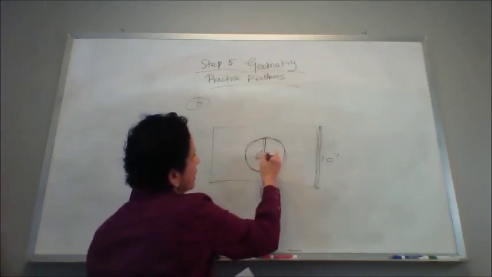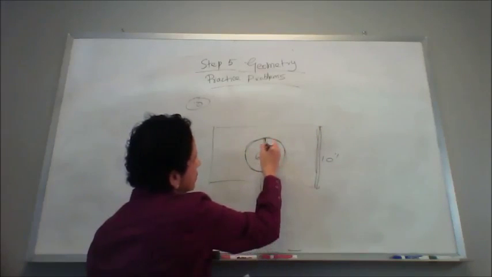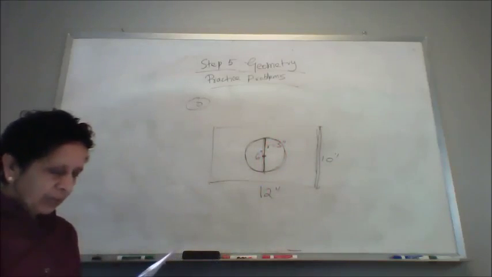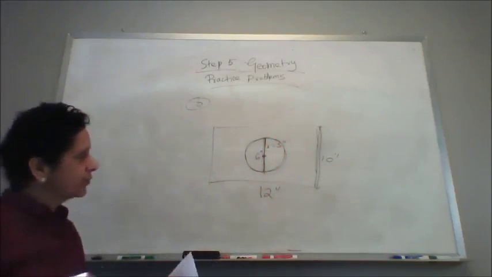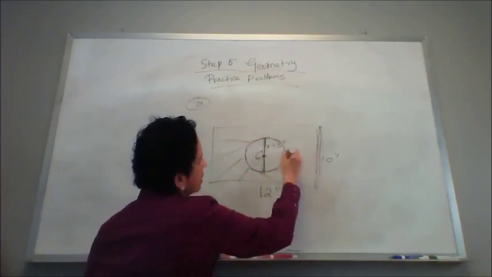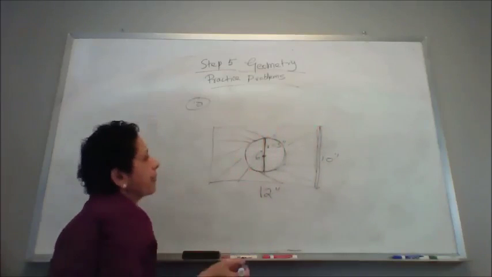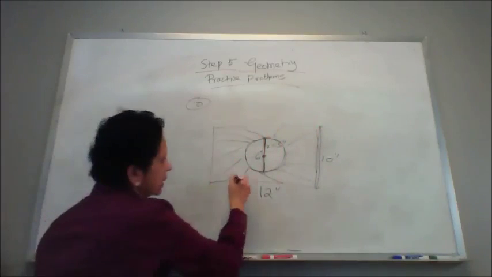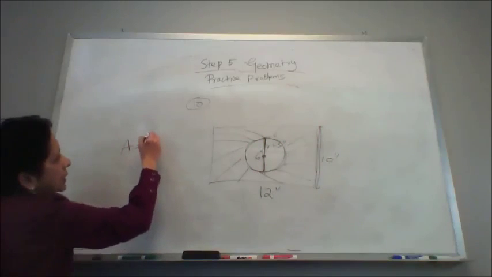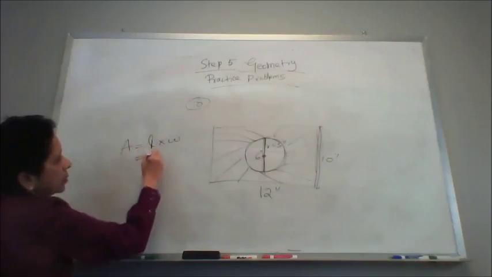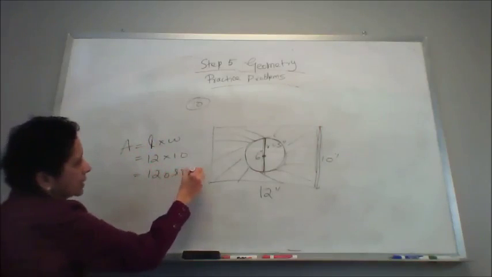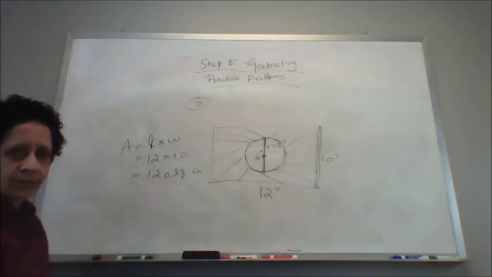So the diameter is 6, so the radius is exactly half, that's 3 inches. Now they are asking what is the area of the leftover rectangle. So this is cut out, and they're asking for the area of this leftover, right? Now the area of the full rectangle, we know it's L times W. So 12 times 10, so it's 120 square inches. So that's the area of the big rectangle, okay?